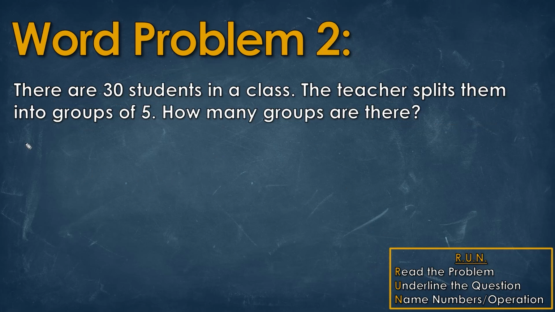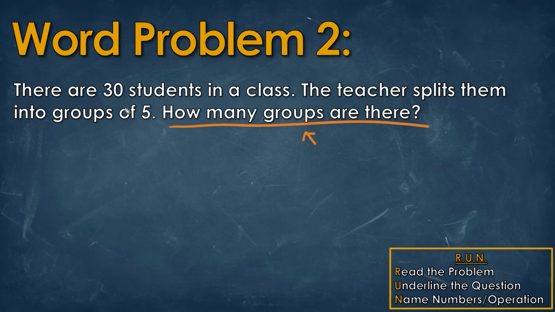Moving on to the next word problem, so we will read the problem out loud. There are 30 students in a class. The teacher splits them into groups of 5. How many groups are there? So again, how many groups are there? We're taking a look at the number of groups there are in total.